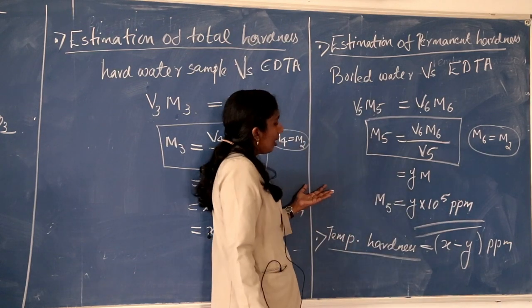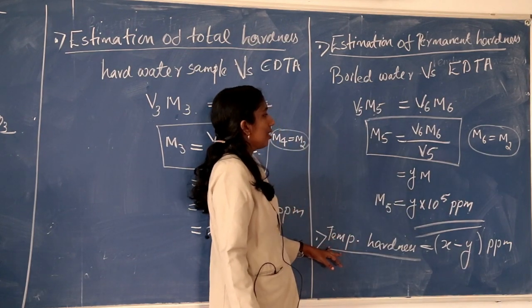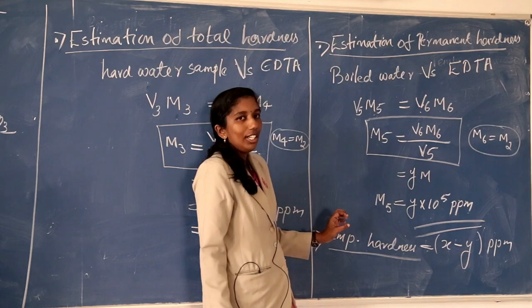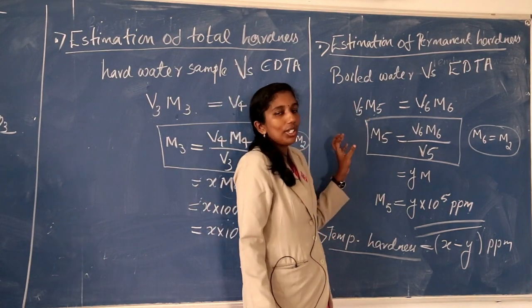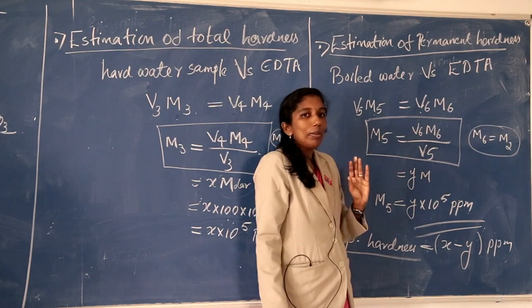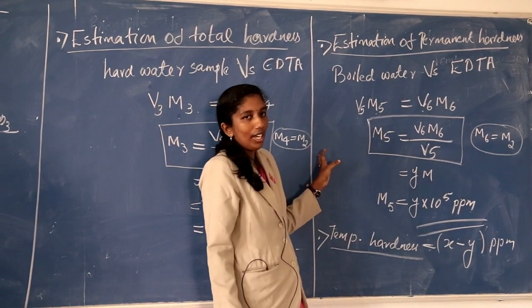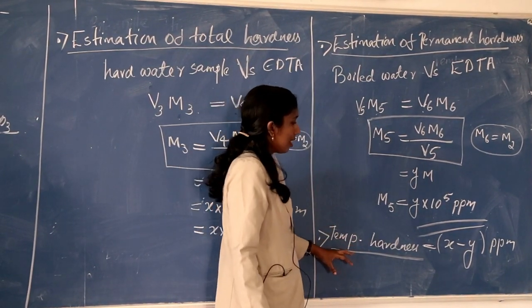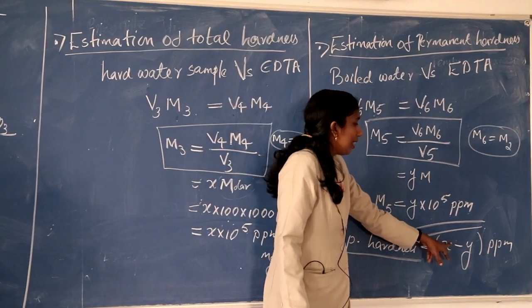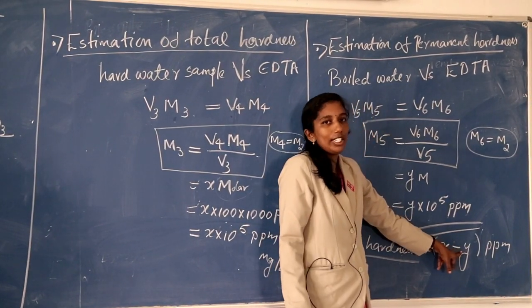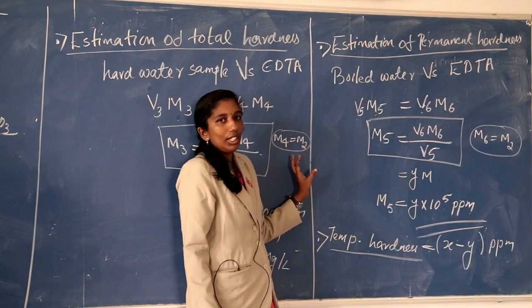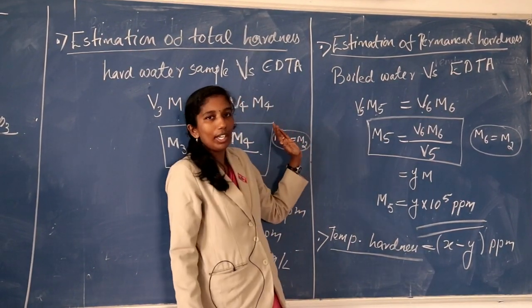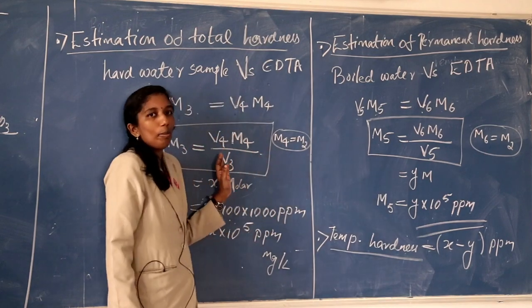Then last one, temporary hardness. How do we find temporary hardness? Total hardness minus permanent hardness, because total hardness is equal to temporary hardness plus permanent hardness. Temporary hardness is equal to total minus permanent hardness. Okay, now let us do problems using this. While doing problems, these steps will become by heart for you. Then we go to problems.